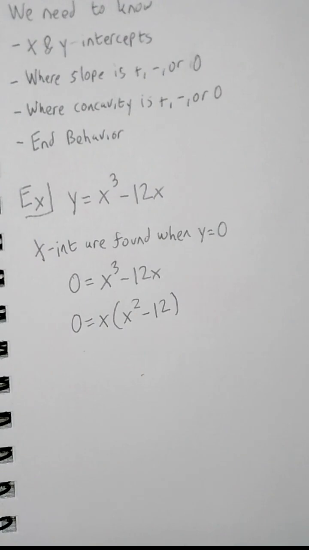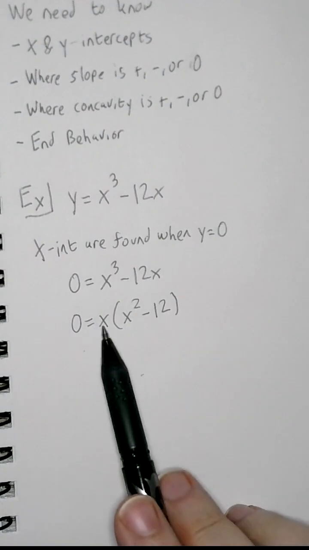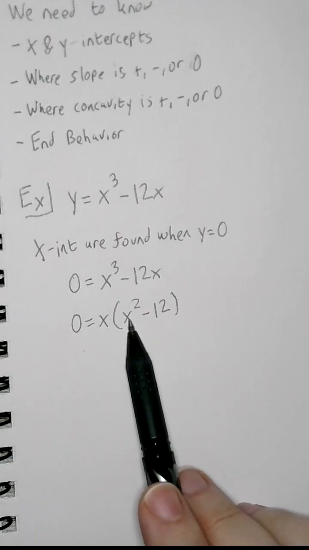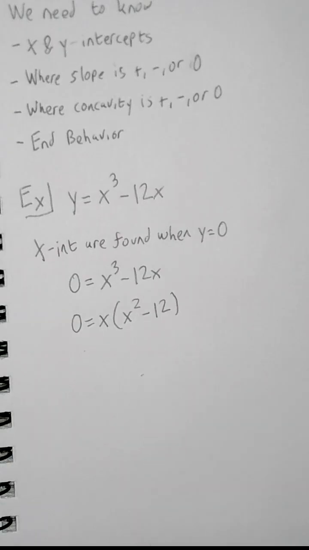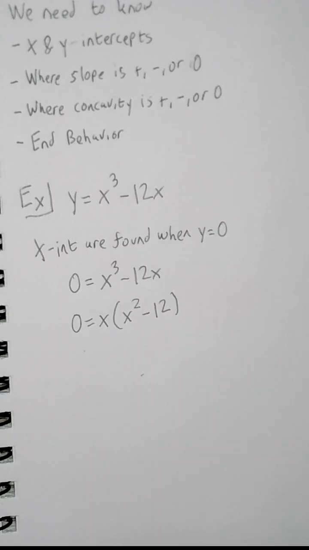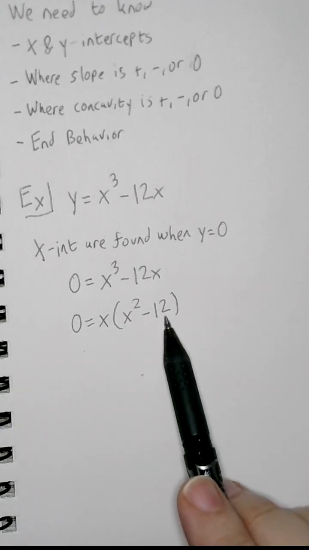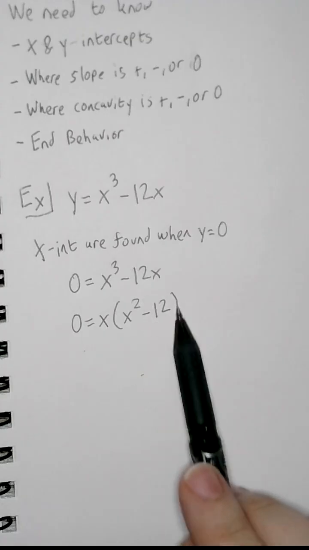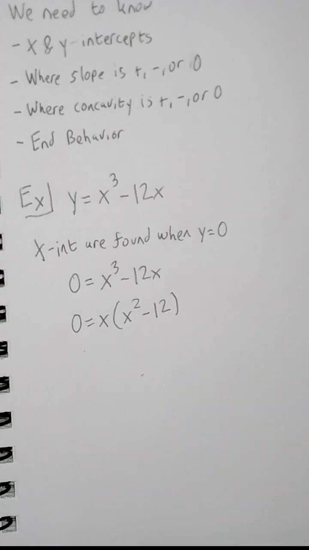So now that I have that, I factor out an x, but I'm not done factoring because I still have this x squared minus 12. So here, I'm going to use this thing called difference of squares. And I know it's hard to see, but I'm going to pretend for a moment that 12 is a square.